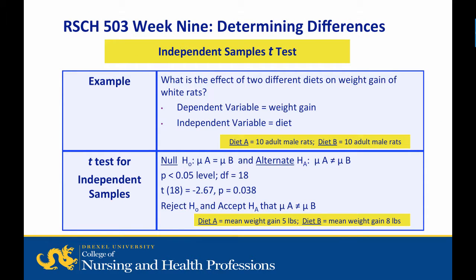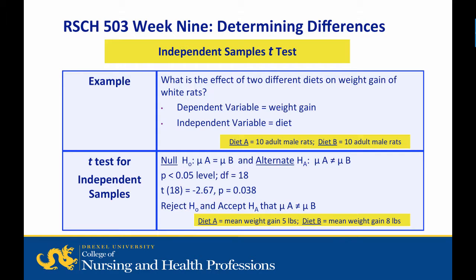Let's look at an example. The research question is, what is the effect of two different diets on weight gain of white rats? The dependent variable is weight gain. The independent variable is diet treatment. Diet A is given to 10 adult rats. Diet B is given to 10 adult rats. Now the t-test for independent samples would be as follows.